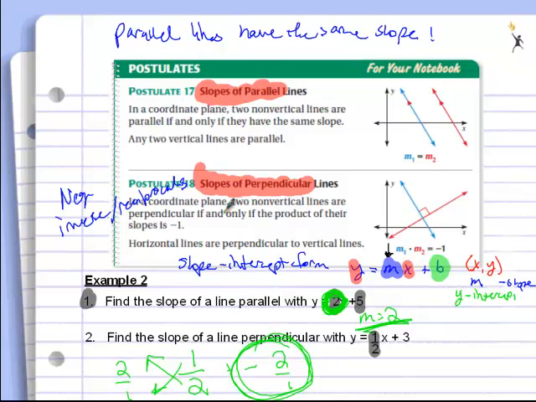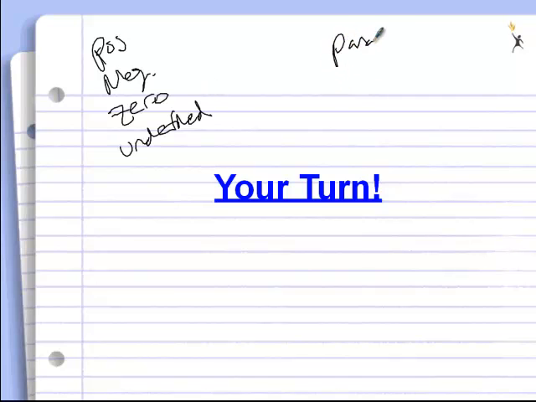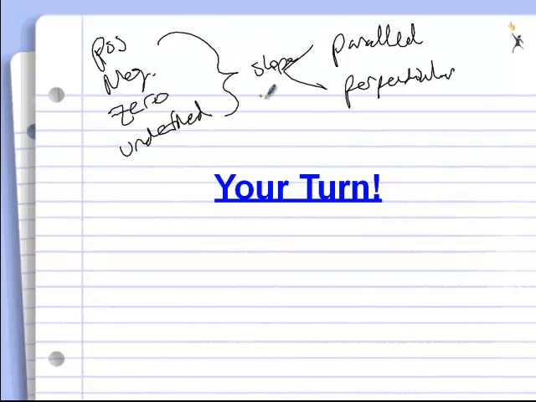There it is. The 4 different types of slopes: positive, negative, 0, and undefined. Let me write these down. Positive slope, negative slope, a 0 slope, and an undefined slope. Then parallel lines and perpendicular lines. So you need to know those 6 different identities or 6 different ideas when dealing with slope.